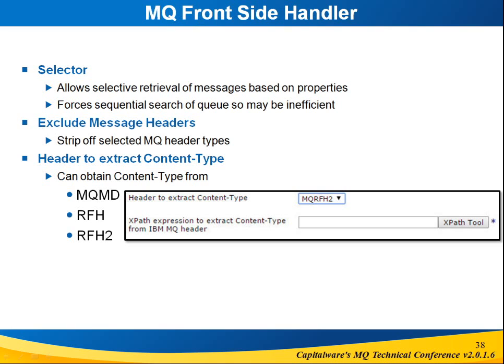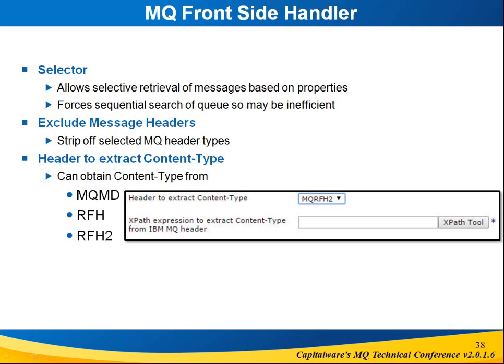The reason is it forces a sequential search through the queue, so it is very inefficient, especially if you have a queue with a large number of messages, say 10,000 messages or something like that, and you say I want to only retrieve messages where the property of color equals blue. It's going to go searching sequentially through every message in the queue until it finds the one that says color equals blue. And then having gotten that and processed it, when it comes back to get the next message, it's going to start from the beginning of the queue again and search through looking for color equals blue.